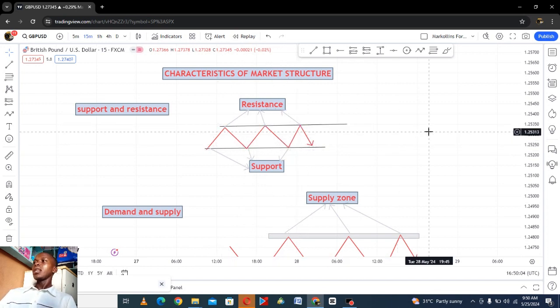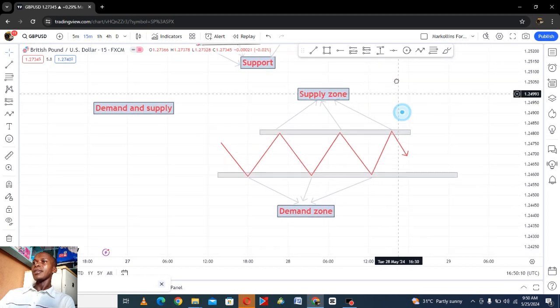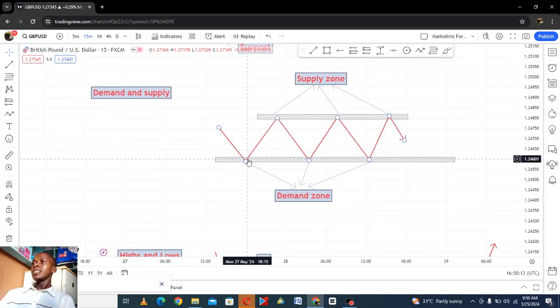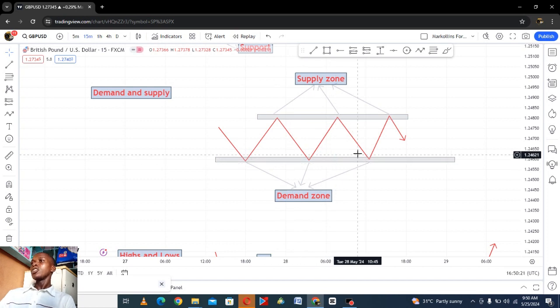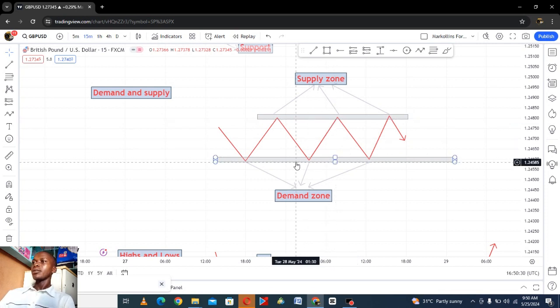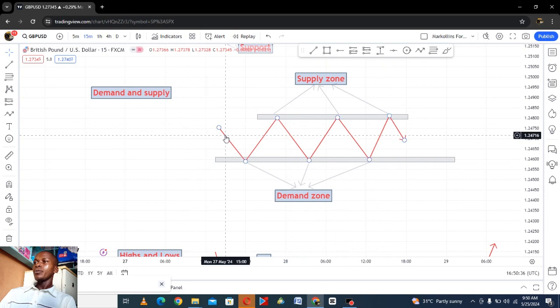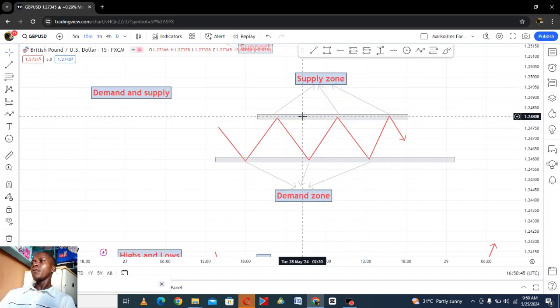It is very simple. Another characteristic of market structure is also demand and supply. Demand is where people are looking to buy from the market. So when the market comes down, they will now buy, and when it reaches up, they will now sell. People supply to buyers, and sellers sell to buyers. When you demand something, you buy, then the seller will still sell. So the demand zone is almost equivalent to the support level, and the supply zone is equivalent to the resistance level.